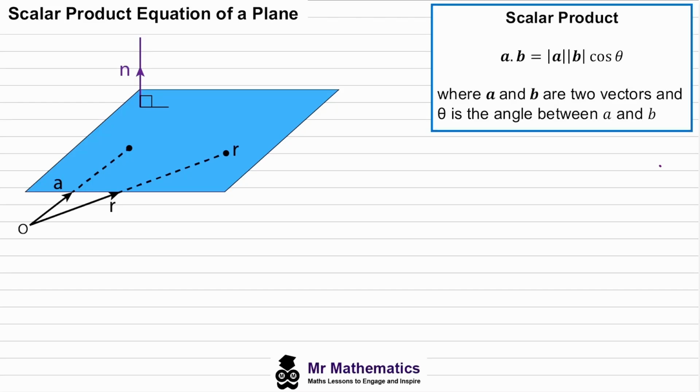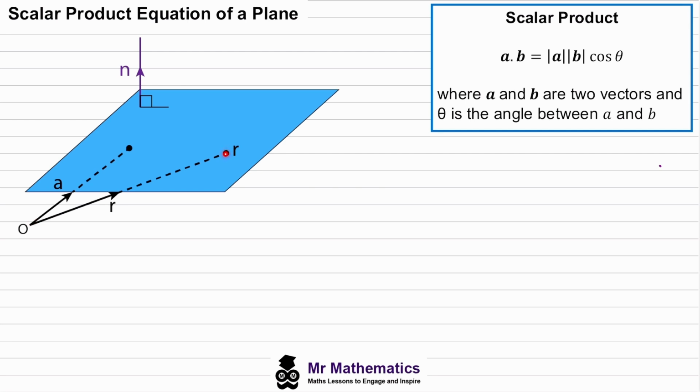Hi everybody. So in this video I'm going to show you how to find the scalar product equation of a plane and then to use this to find the Cartesian equation of a plane. And we're going to use this property which I showed you in a previous video, and I'll come back to this later. So in this plane we have a position vector we call A, and this originates from the origin.